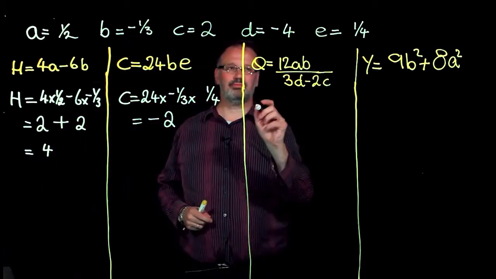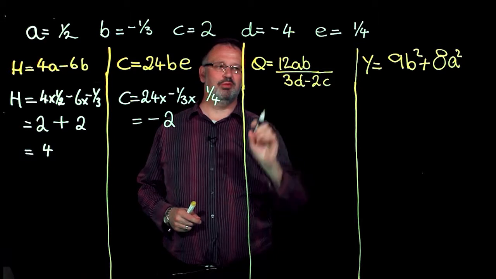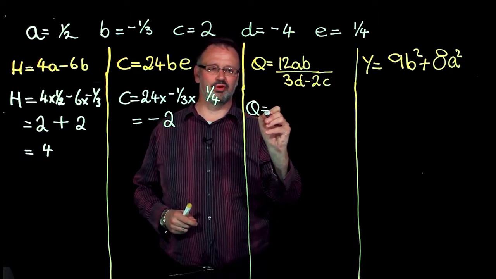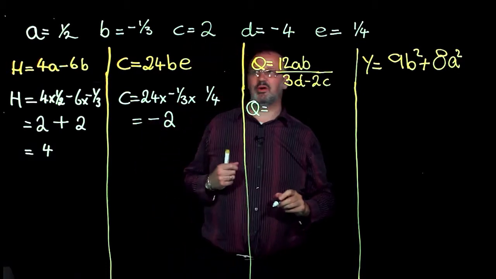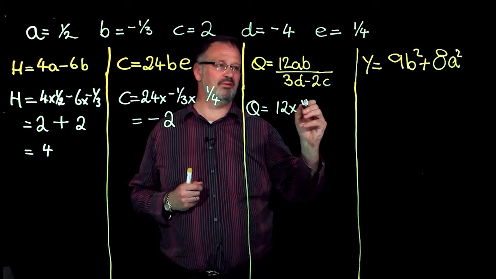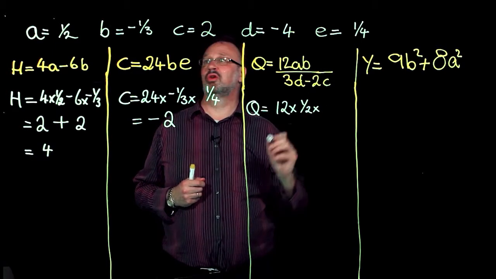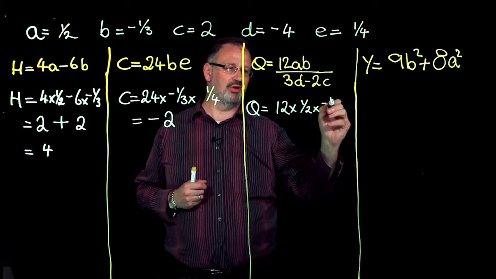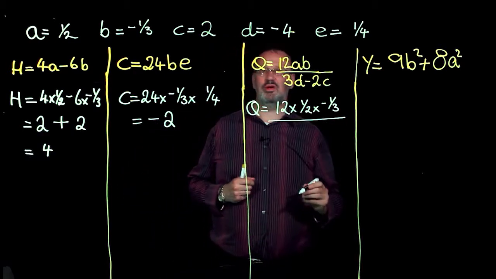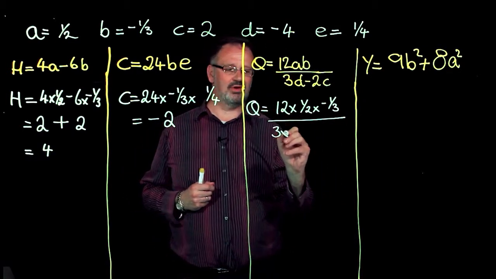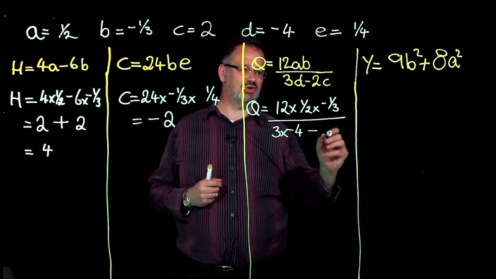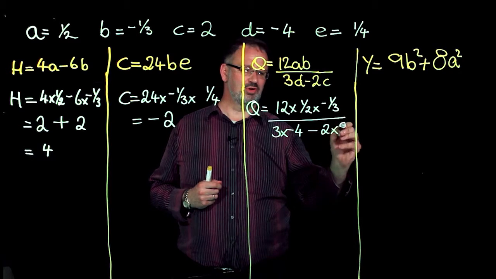Q. I'm going to have a quantity be divided by another quantity. So again, an element of caution. 12AB means 12 times A, which is a half, times B, which is negative 1/3. Being divided by 3D, which is 3 times negative 4, take away 2C, which is 2 times 2.